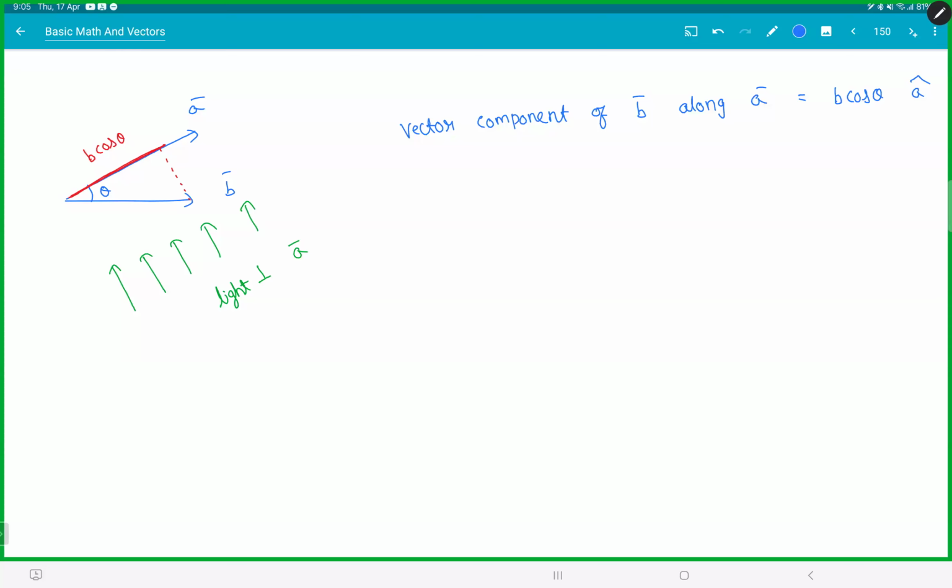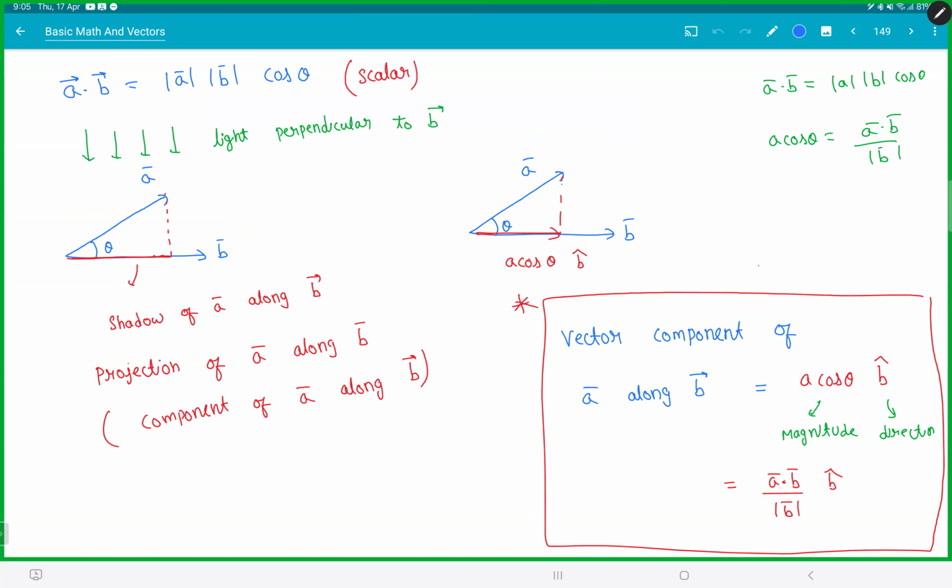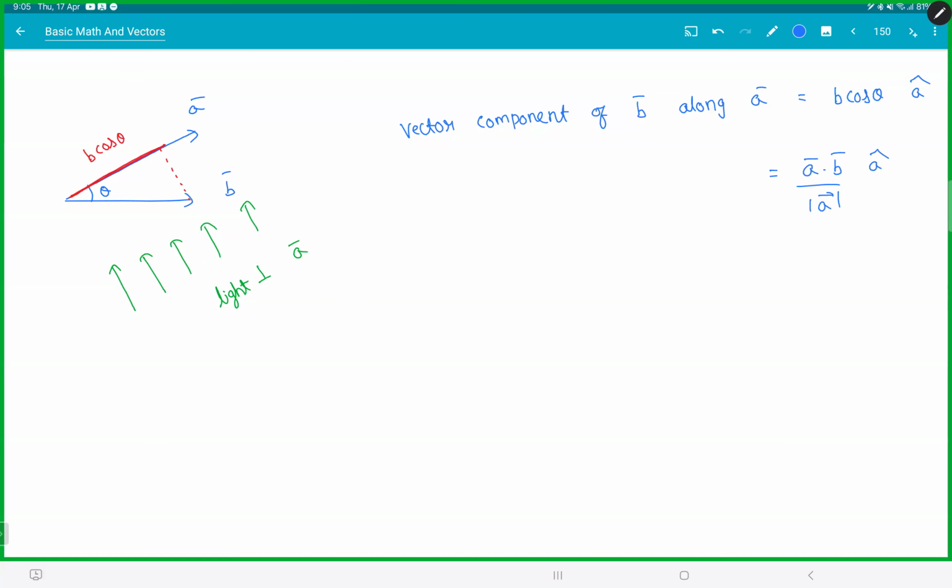The length of the shadow is b cos theta along a bar. And what is b cos theta? a bar dot b bar by mod a bar, into a cap. There, the reverse of that. So if you want a along b, it will be a dot b by mod b. This is a dot b by mod a. So I can find the shadow of a on b or b on a. Either way it works. And both need not be the same, because one shadow length is a cos theta, another shadow length is b cos theta.